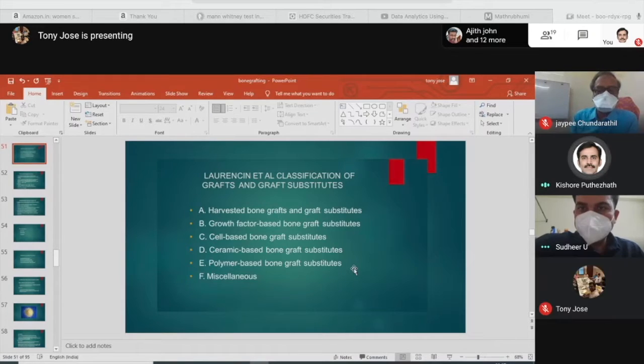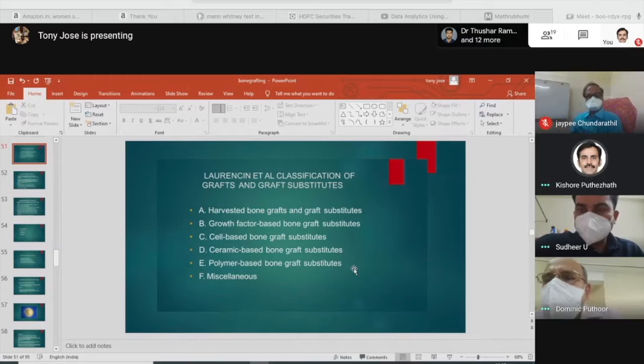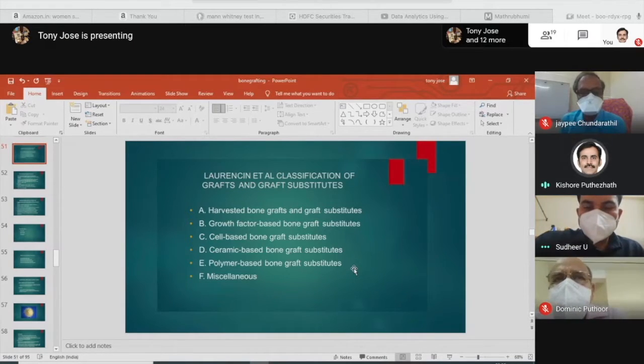The growth factor based graft substitutes are generally BMP2 and BMP7. They are highly costly, cutting edge substances. They are available, but the use is limited mainly to two indications. One is non-union of the tibia. BMP2 is FDA approved. BMP7, I think, is available for spine. I cannot remember that offhand.